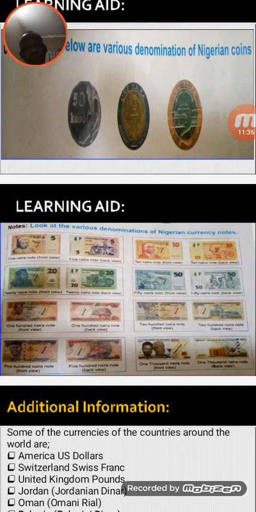The one we looked at before, the coins, they are no longer in use, but these ones are still in use. Okay, so you should be able to identify and recognize Nigerian currencies, Nigerian denominations. Okay.